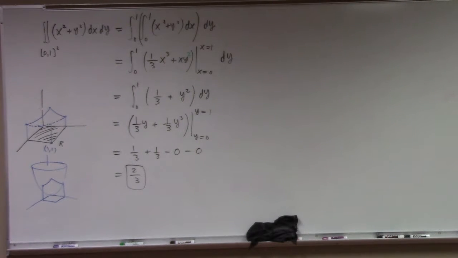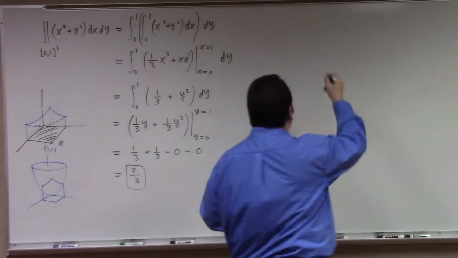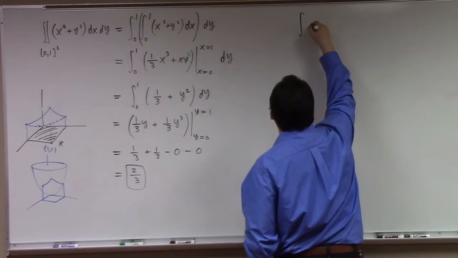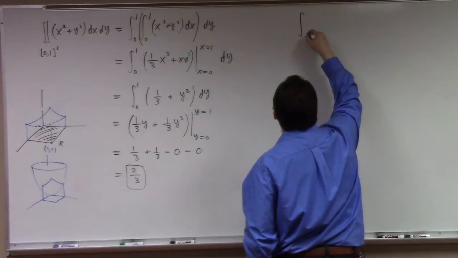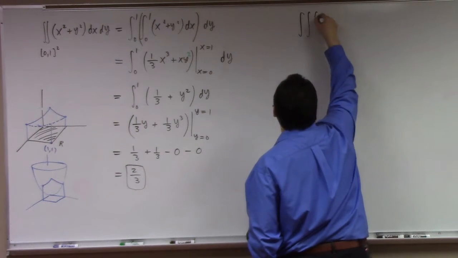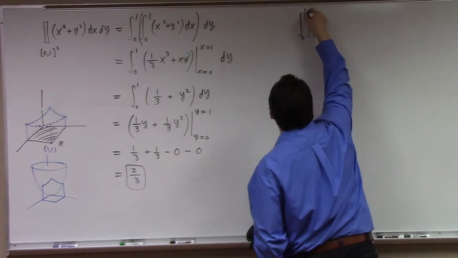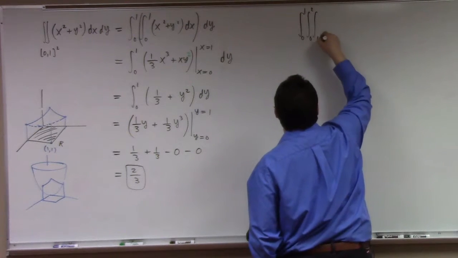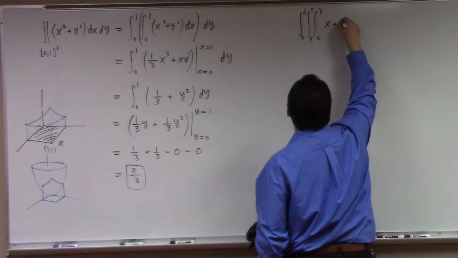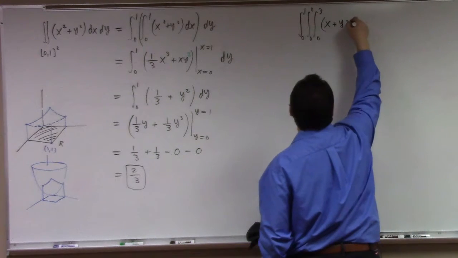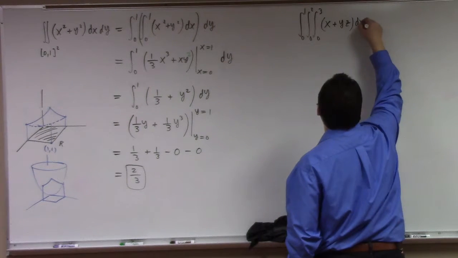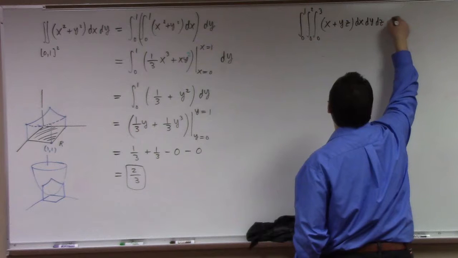All right, let's do it. What if we were asked to integrate, let's see here, integrate from 0 to 1, 0 to 2, 0 to 3 of, let's say, x plus yz, and let's say dx, dy, dz. All right. How do you actually do that?